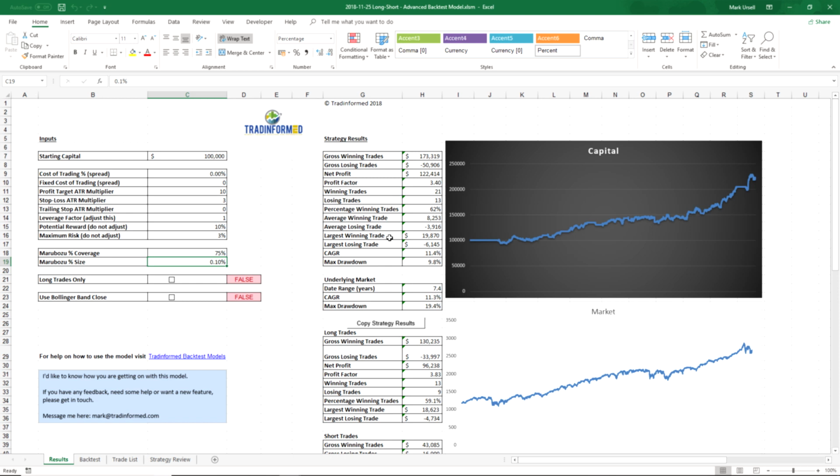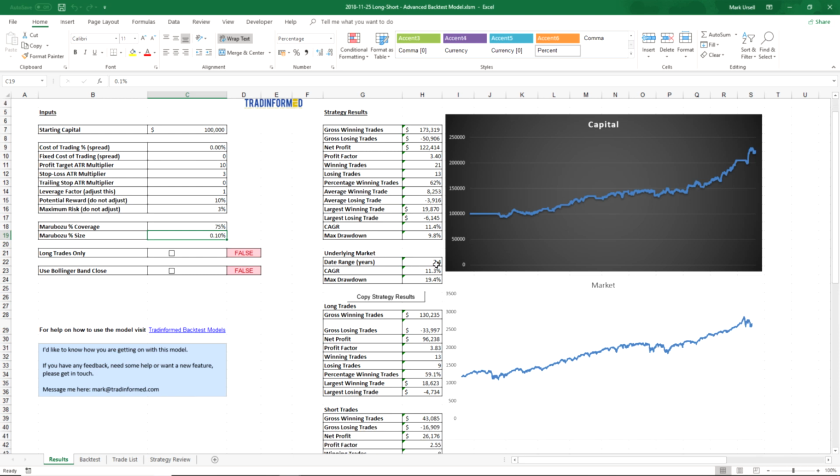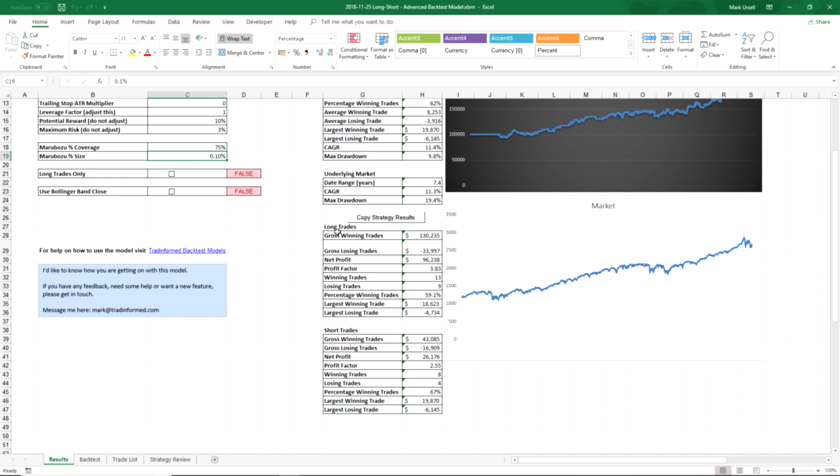The results over here on the right are the results of the trading strategy, and these are the results of the underlying market. You can compare the compound annual growth rate between the strategy and the market underneath. Also, you can compare the drawdown. Down below, there are long trades and short trades.